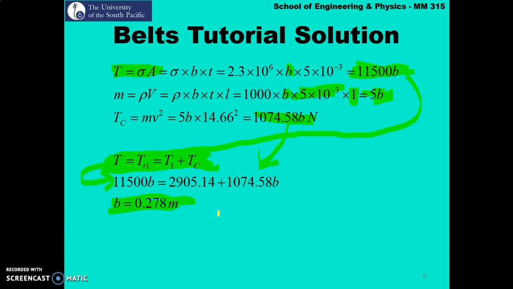You can even round it up to the next tenth of a mm, so you can say that the width of the belt is 280 mm, but you can leave your answer as such. So that basically brings us to the end of the belts tutorial.